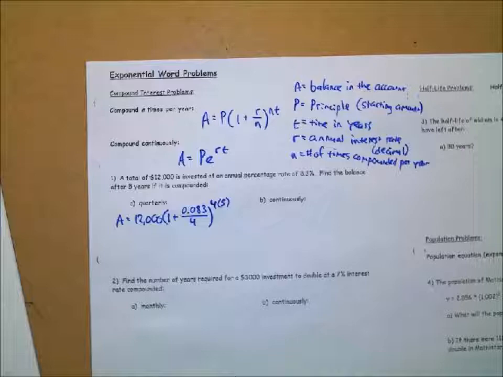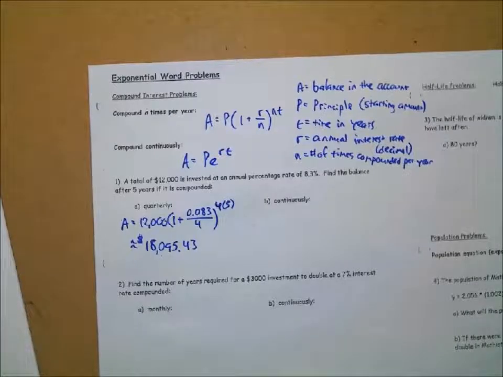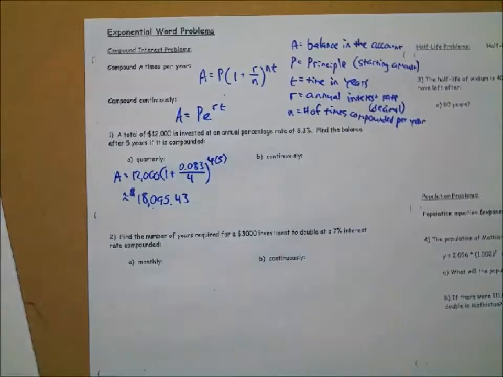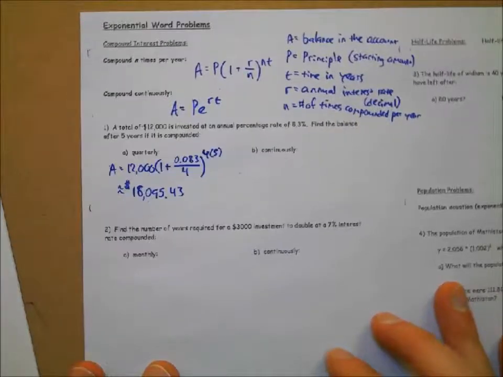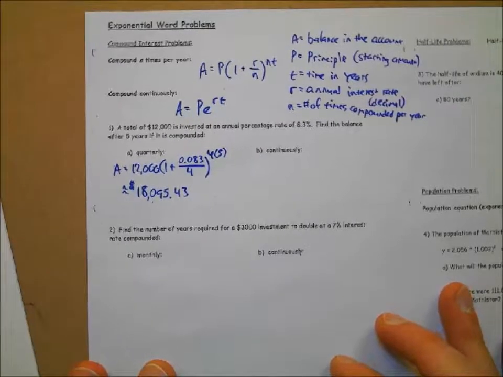All right, so hopefully you got $18,095.43. Good, so you should go read that, right? $18,095.43. All right. Questions on any of that? Okay.